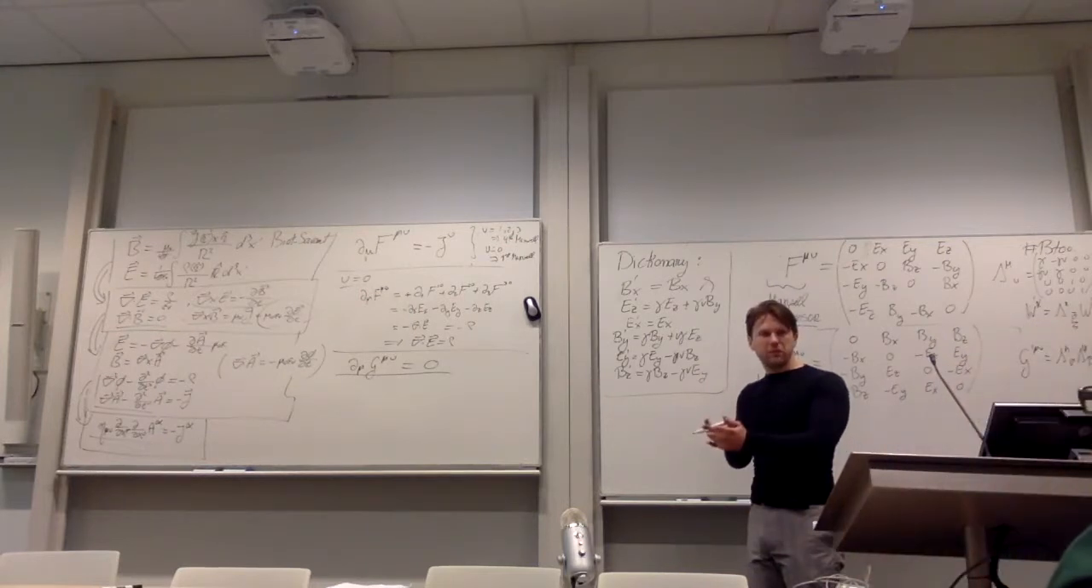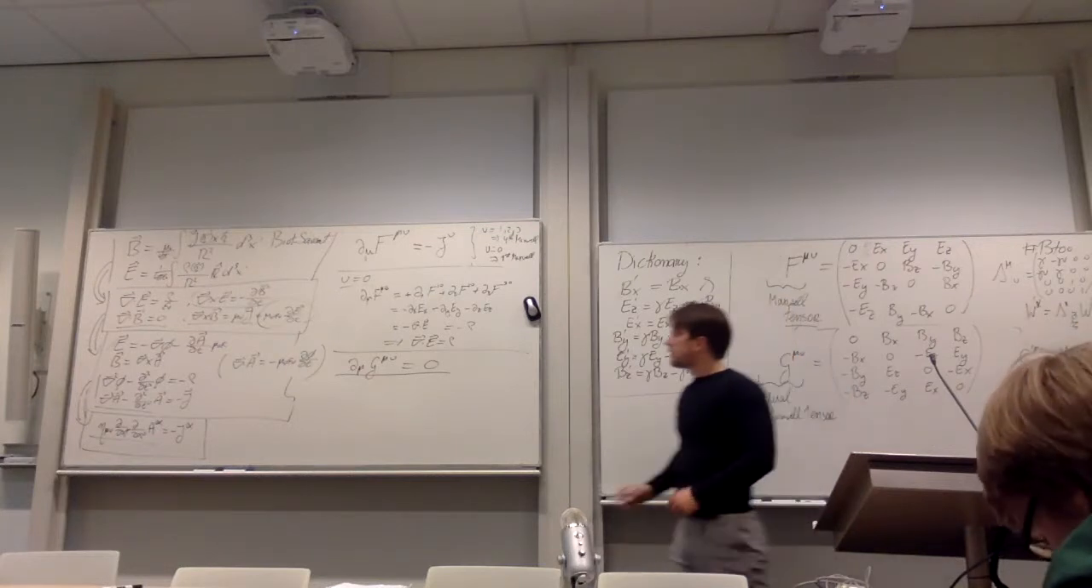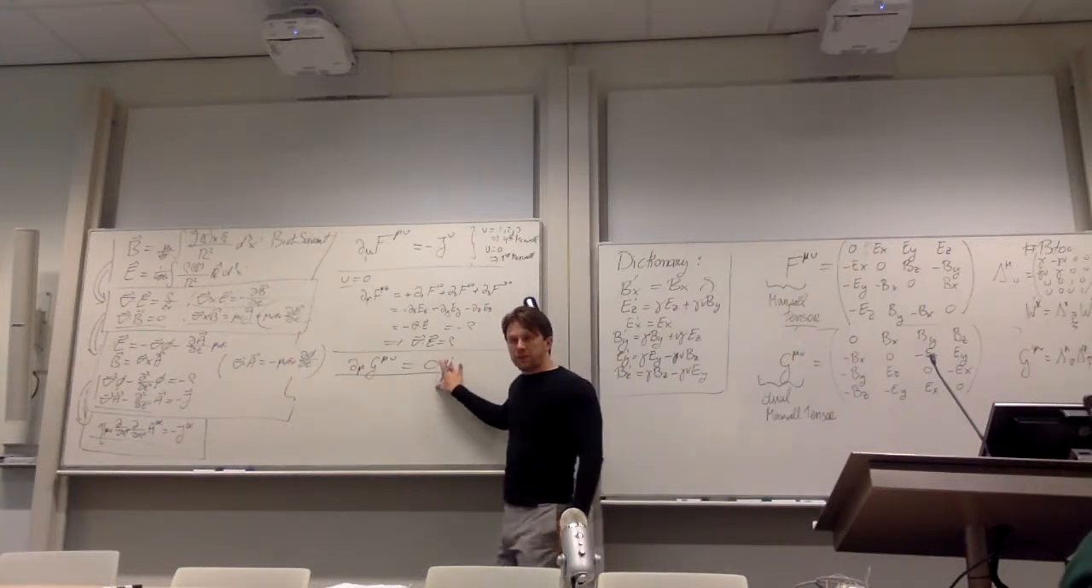Now this you can easily prove for yourself. Prove that G mu nu is a tensor in the way that you also did for F. My claim is set it equal to 0 and it gives you the remaining 2 Maxwell equations.